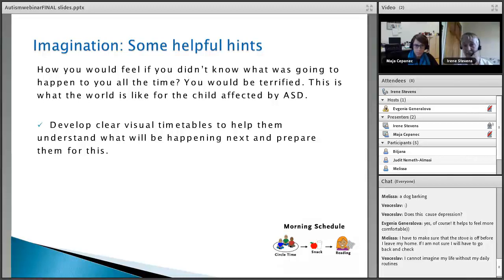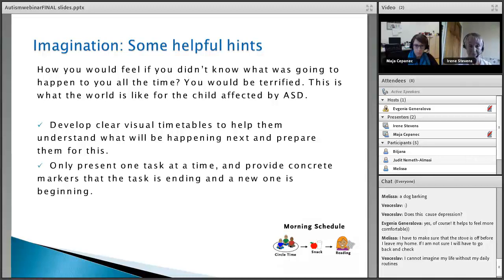And Maya has put an example at the bottom of the slide of a morning schedule. So in this schedule, the child would have a diagram where first they have circle time, then they have a snack, and then they have reading. And they have small symbols to represent that. So the child knows in a very visual way what's happening, one task at a time.